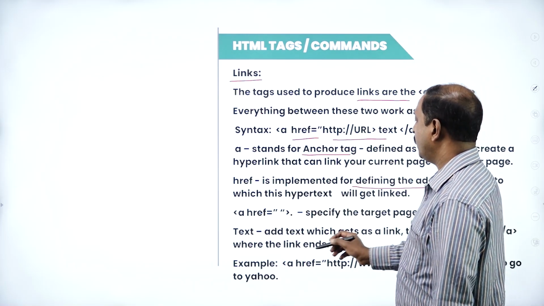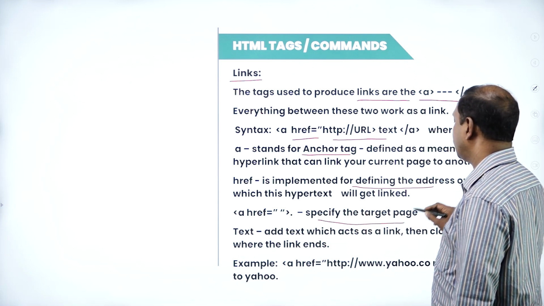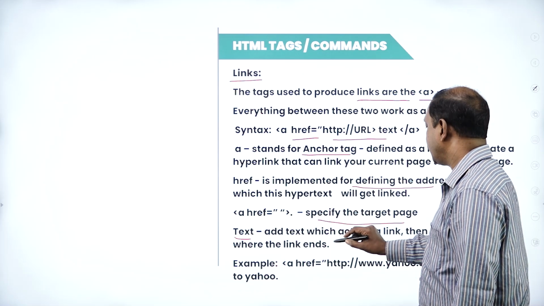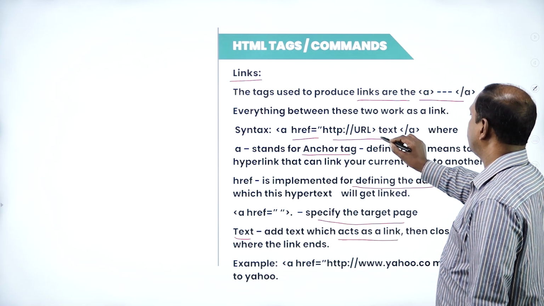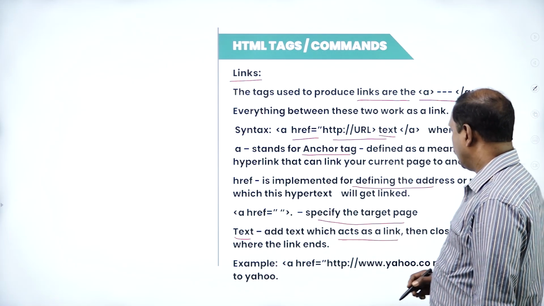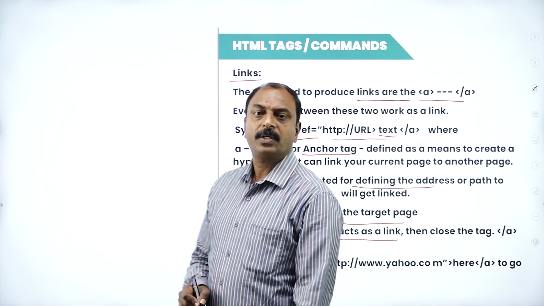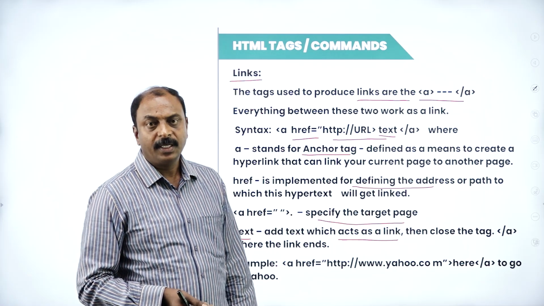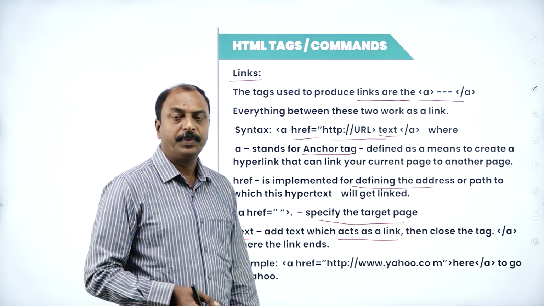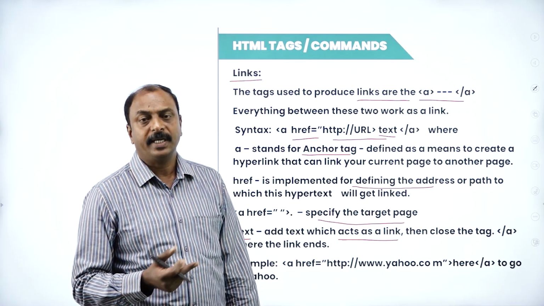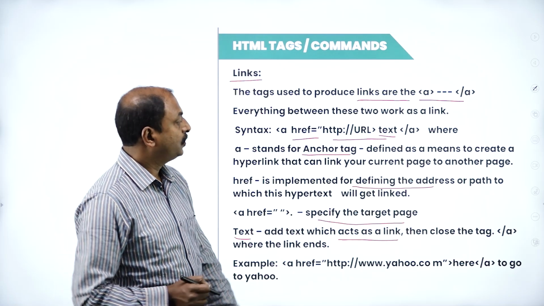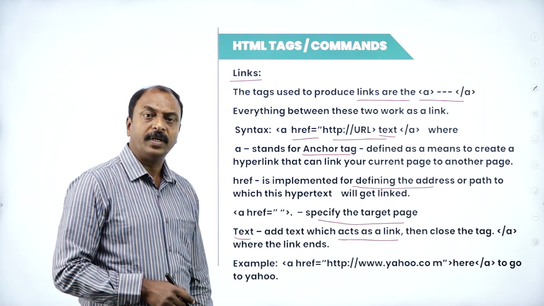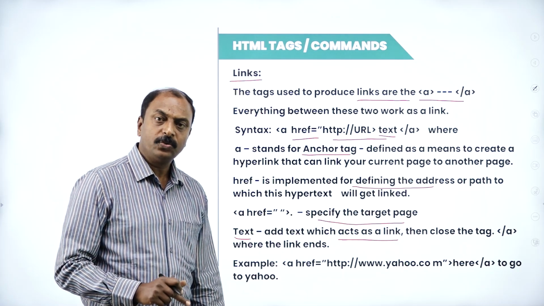Now href, next is specify the tags page, and text is add a text which acts as a link. So here text, it acts as a link. You might have come across many examples while browsing the internet. All link items will appear in blue color, or maybe italics, or underlined. So that is the link tag, or anchor tag, used to link from one web page to another web page.